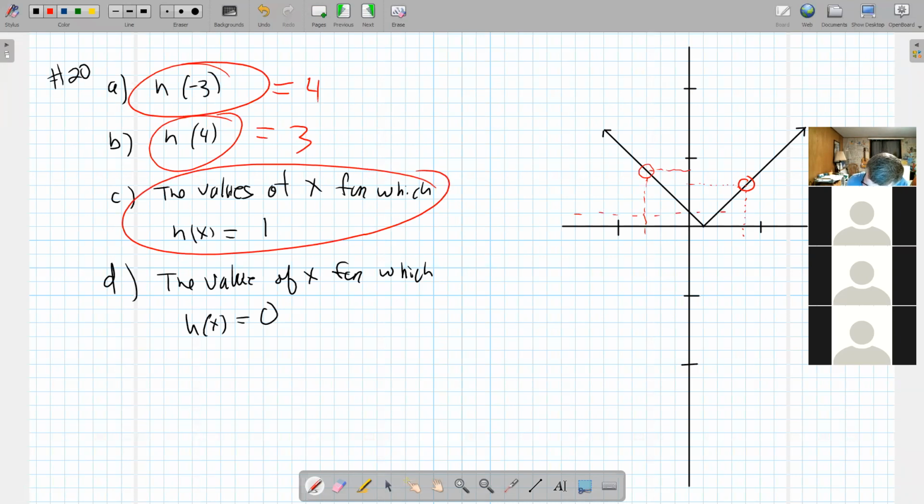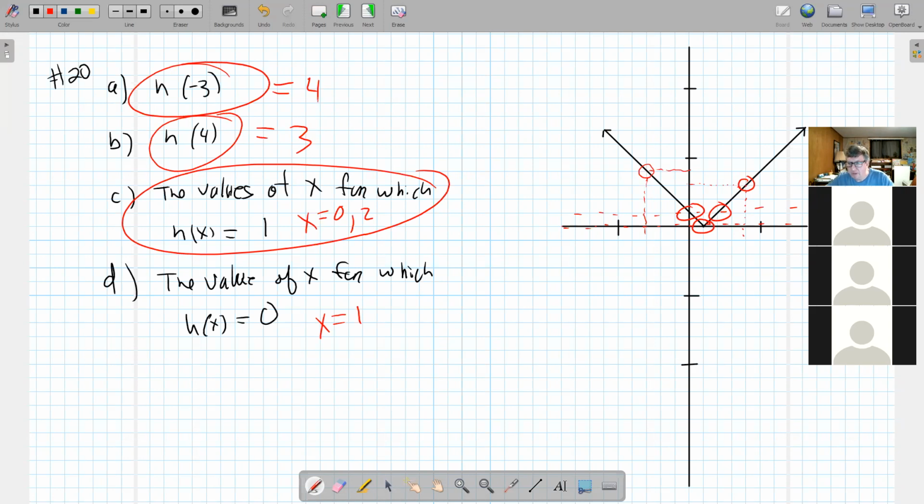The values of x for which h of x, or y, equals 1. Where does y equal 1? Right there and there. So what values of x? X would be 0 and 2. The value of x for which h of x is 0, for which y is 0. So where is y equal to 0? When x is 1. Okay, you see what's going on, folks? It's not that tough. Don't make it difficult. We're just completing ordered pairs by looking at the graph.